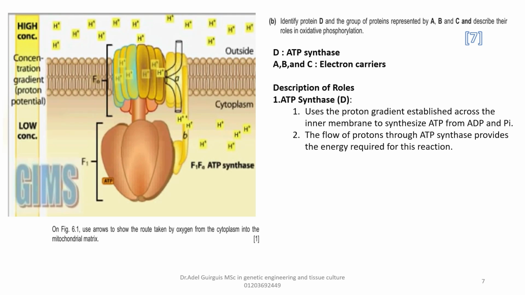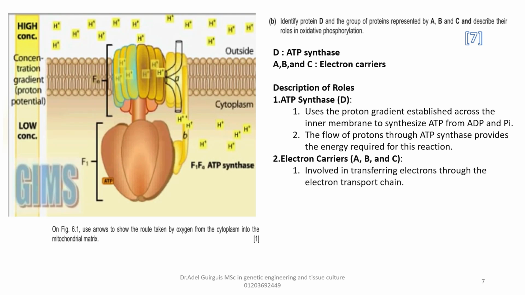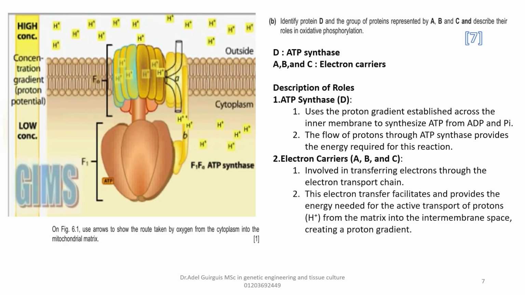Okay, we need to bind ADP plus Pi. Energy from where? From the flow of protons, depending on the proton gradient potential across the inner membrane. Here electron carriers A, B and C are involved in transferring electrons through the electron transport chain. This electron transfer provides the energy needed for the active transport of protons.